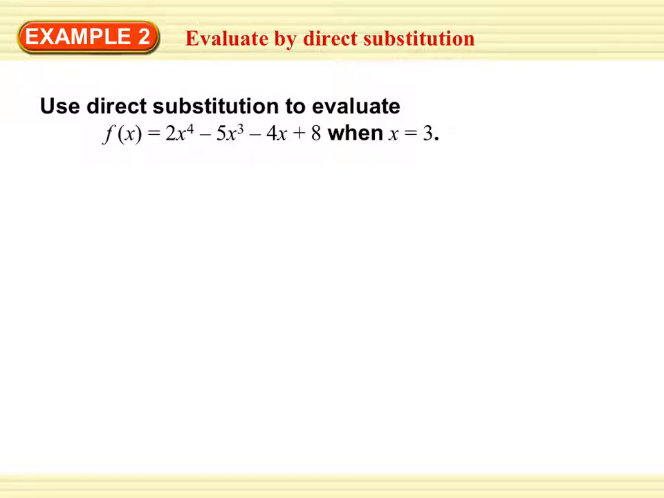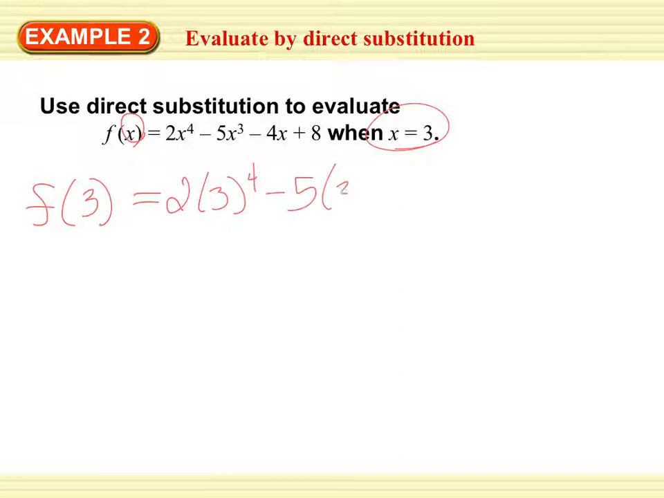So we're going to evaluate by direct substitution here. This is where we just have to watch our negatives. So use direct substitution to evaluate. This is where we evaluate the function at 3, and that's how you write it. So we're saying x equals 3, so we're going to evaluate the function at 3. So 2 times 3 to the 4th power minus 5 times 3 to the 3rd power minus 4 plus 8.